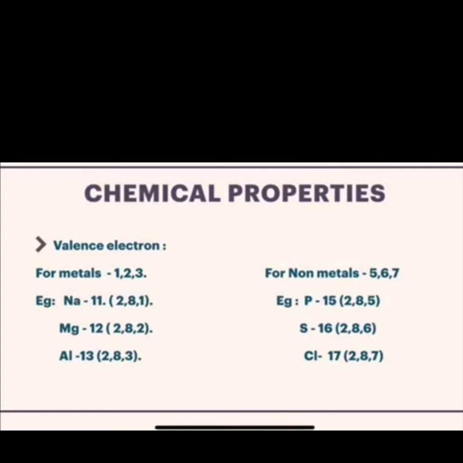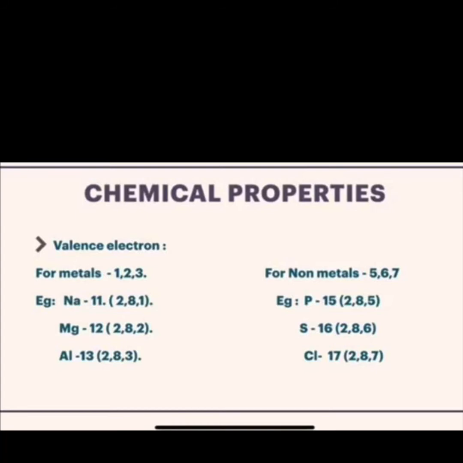In the case of aluminium, the atomic number is 13. So the electronic configuration is 2, 8, 3. How many electrons are present in the valence shell? 3 electrons. Got it? Yes. That is for metals. How many electrons are present in the valence shell, children? 1 or 2 or 3.